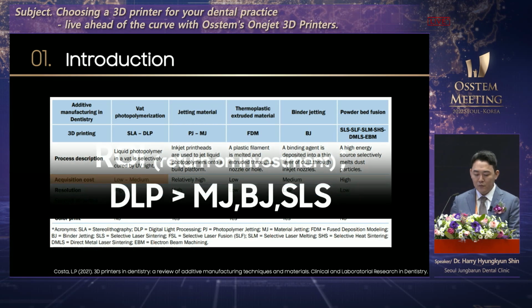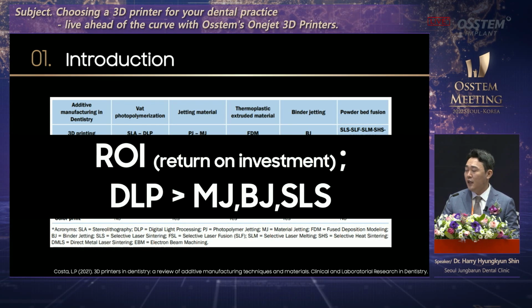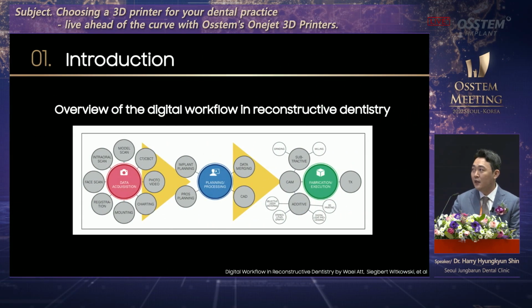So SLA and DLP types are low in those costs. Material jetting or BJSLS are more costly than DLP.